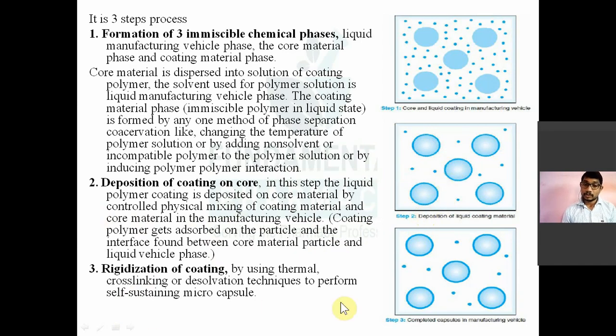So for that you have to fix that, or rigid, you have to make that layer of polymer on the coat rigid. Okay, so by using thermal cross linking or dissolution technique to form the self sustaining microcapsule. ठीक है, so these are the three process for my coagulation phase separation method for microencapsulation.